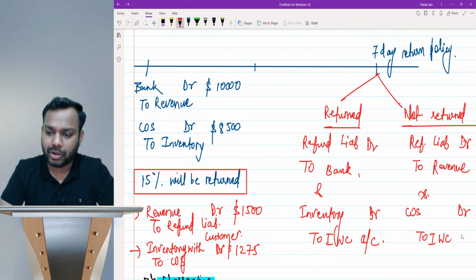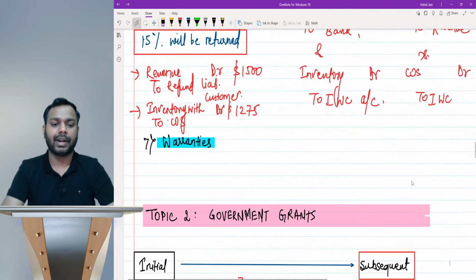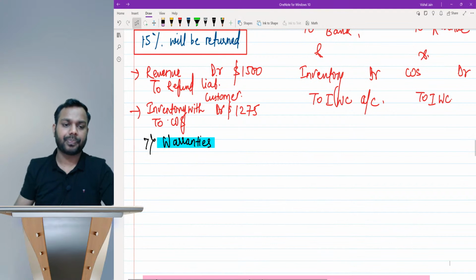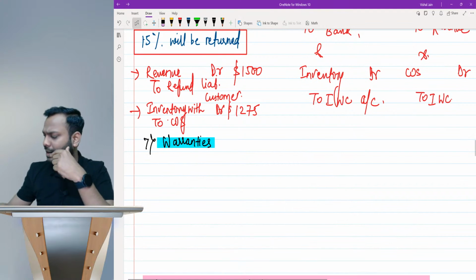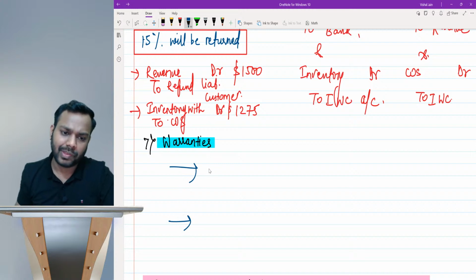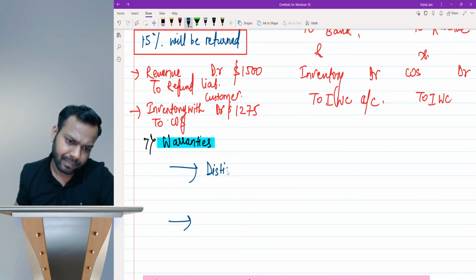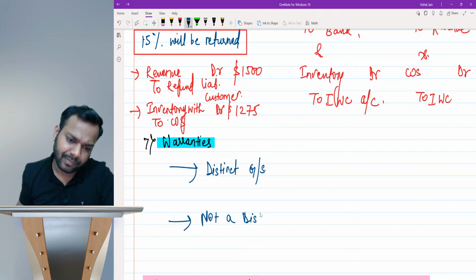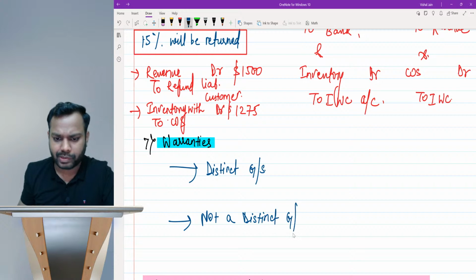Okay, fair enough. Now coming to the last topic of revenue, warranties. Now, guys, we must understand that warranty can be of two types: distinct goods or services, or not a distinct good or service. Let me give an example.